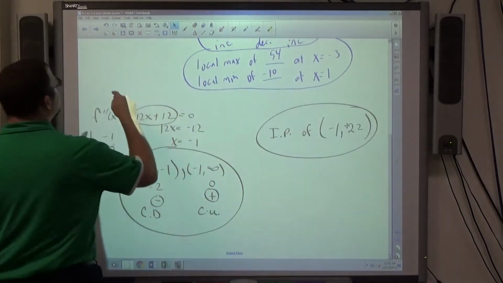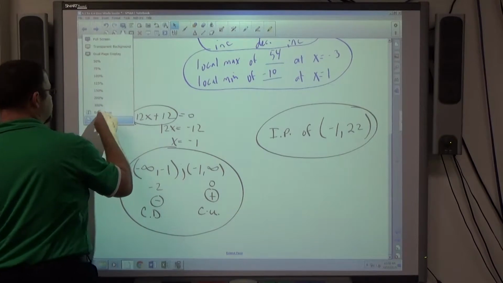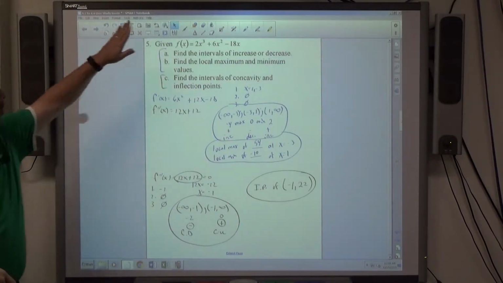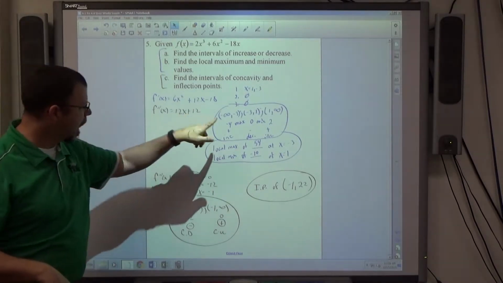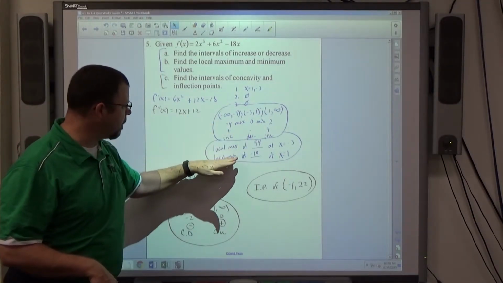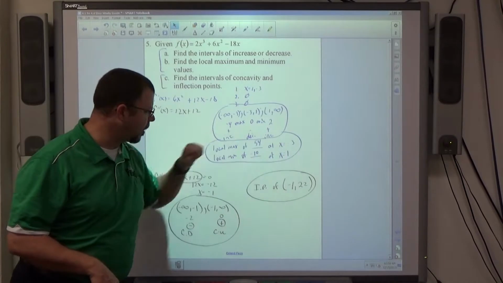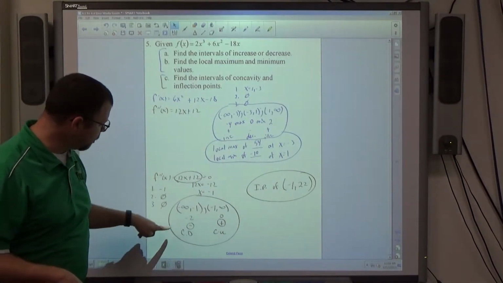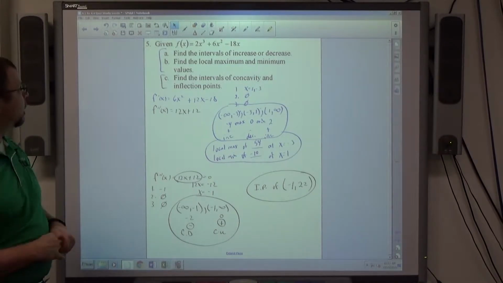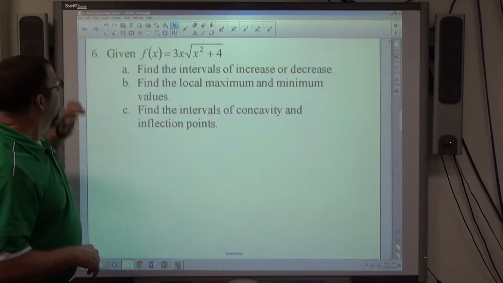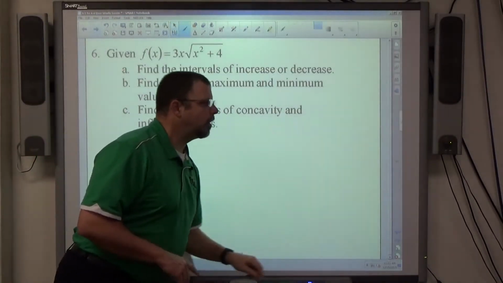So as far as the test is concerned, when you're doing this task number 5, you should get some polynomial function, and you're going to give me information of that variety. I want increasing, decreasing intervals. I want min and max values and where they occur. I want to know concavity up and down, and I want to know any inflection points that occur, and that's what we're looking for. Number 6, same problem, different function.